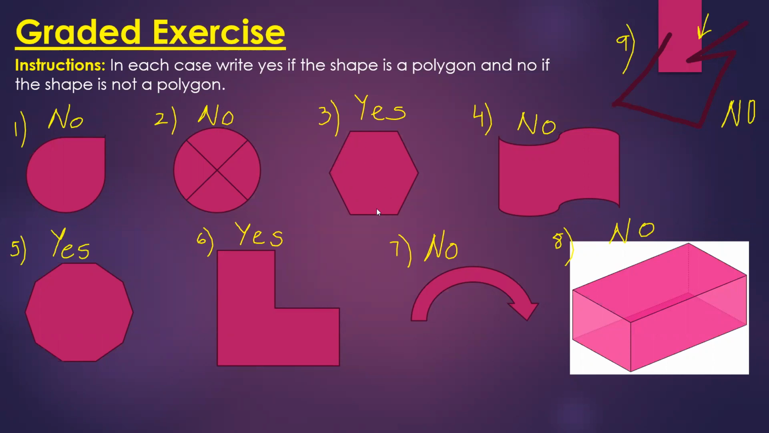Very good. It has straight sides. It is flat. It is a closed shape. Jeremy, why is number 4 a polygon? Why is number 4 not a polygon, I should say? Because it has curves. Very good, because it has curves.